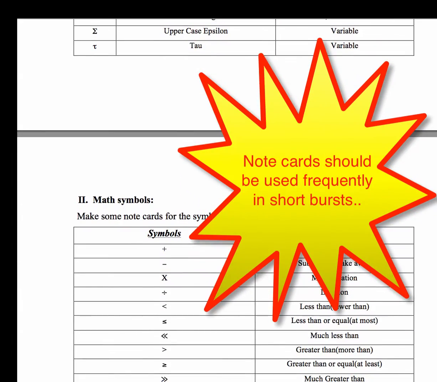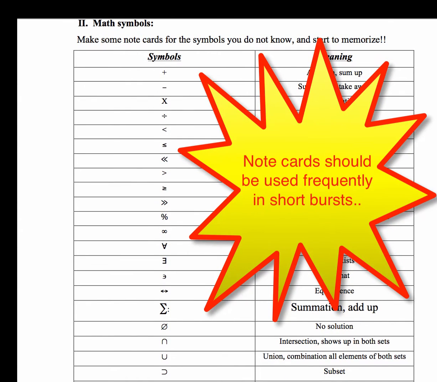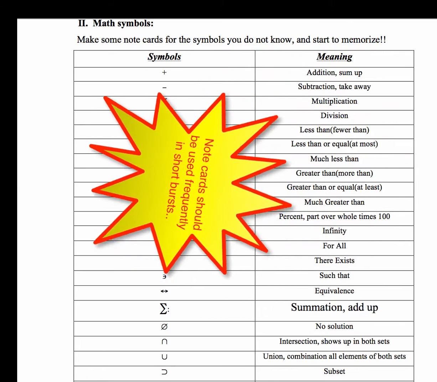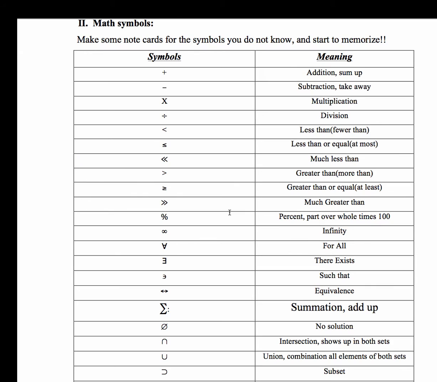Make note cards. With note cards, what I recommend is to do them frequently in short bursts, 5-10 minutes at most, and then come back to them. If you take too much time, your brain stops processing them and you start thinking of other stuff and you're just looking at cards blankly. So frequently, short bursts, like 3 times a day for 5 minutes would be great, as opposed to 15 minutes straight.